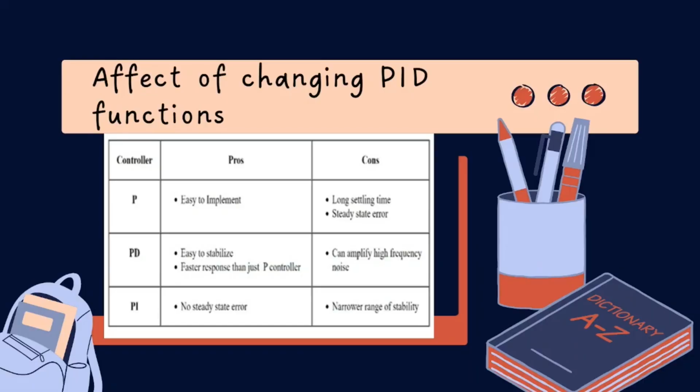Effect of changing PID function. For P, the pro is that it is easy to implement, but the downside is long settling time and steady state error. For PD, the pro is that it is easy to stabilize and has faster response than just a P controller, but the con is it can amplify higher frequency noise. For PI, the pro is no steady state error, and the con is a narrower range of stability.